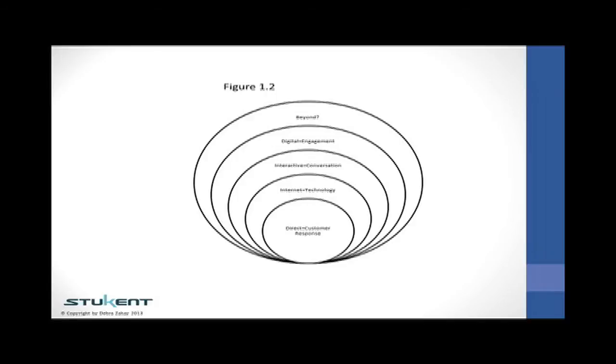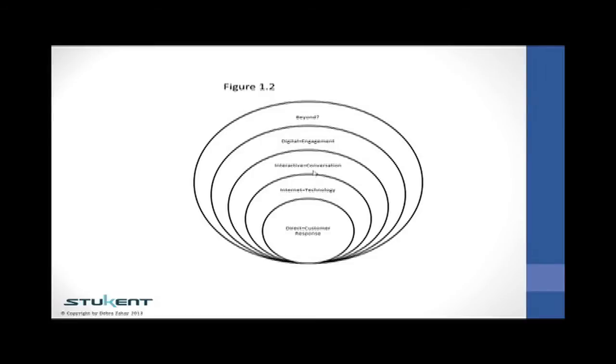So what does digital marketing really mean? I said I would answer that question. I'm going to take a step back then and look at what's been going on in marketing. I've seen this in the Stukent materials and also in other presentations. This is from my latest book that's coming out. We started out with direct marketing. That's where my background was, building databases, and our goal was to get a customer response.